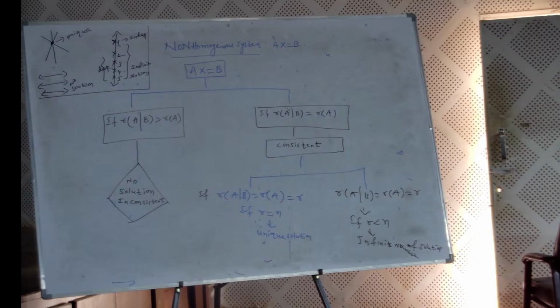Now I started non-homogeneous. First I will tell you one problem on the inconsistent, and later consistent, and consistent with more than one solution, and determining a values, b values, lambda mu, non-homogeneous.